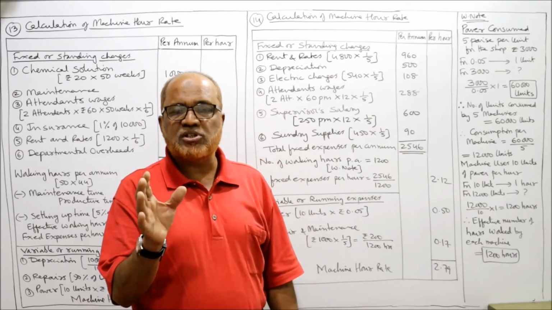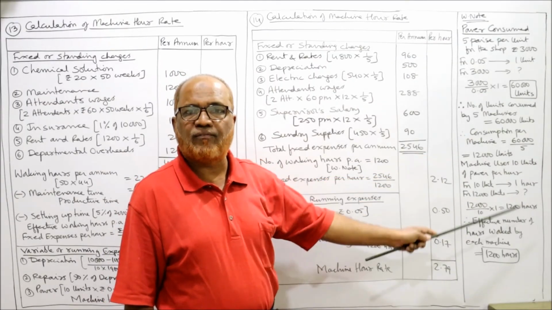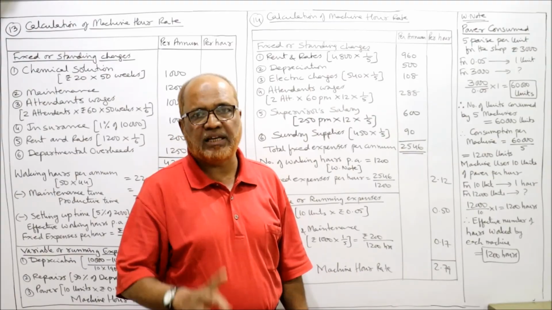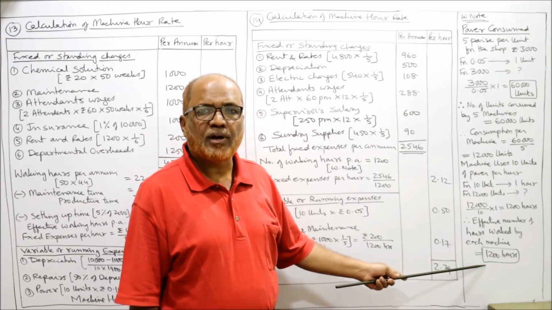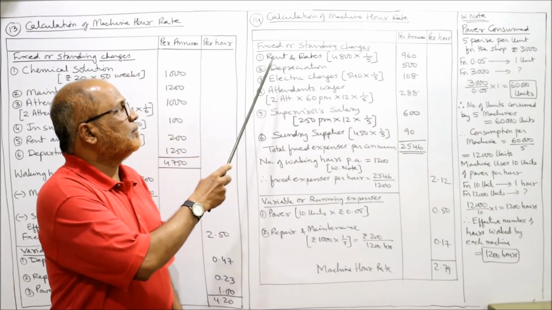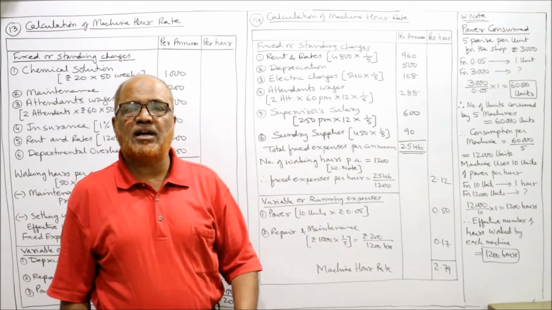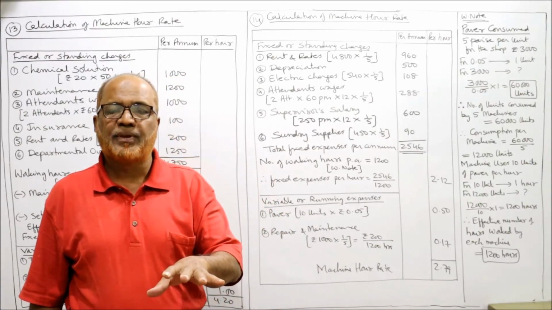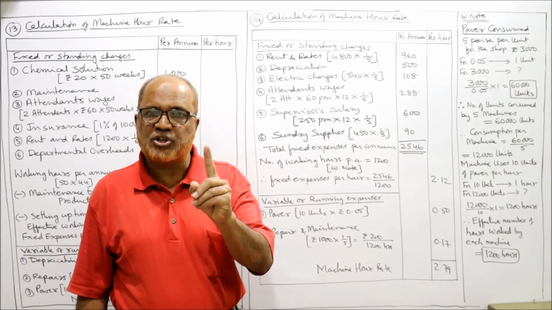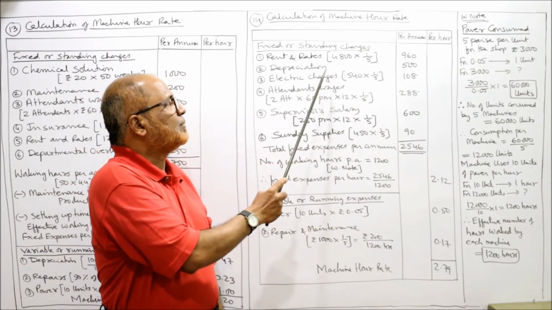The working time is not given in the problem. By using the information of power, we can find out how many hours the machine works effectively in 1 year. So it comes to 1200 hours. Now we can start the problem. Fixed or standing charges, rent and rates 4,800 for the complete department. And in the department totally 5 machines are there. We require for 1 machine. So 1 by 5. 4,800 into 1 by 5, 960.